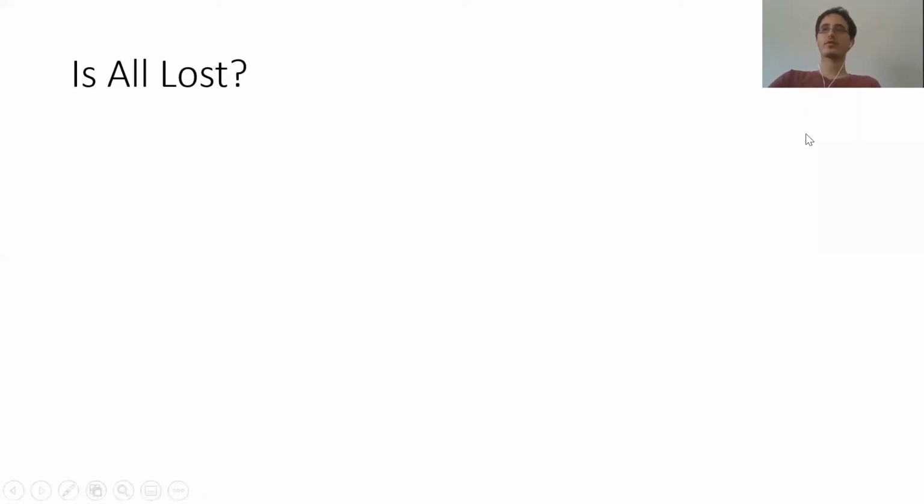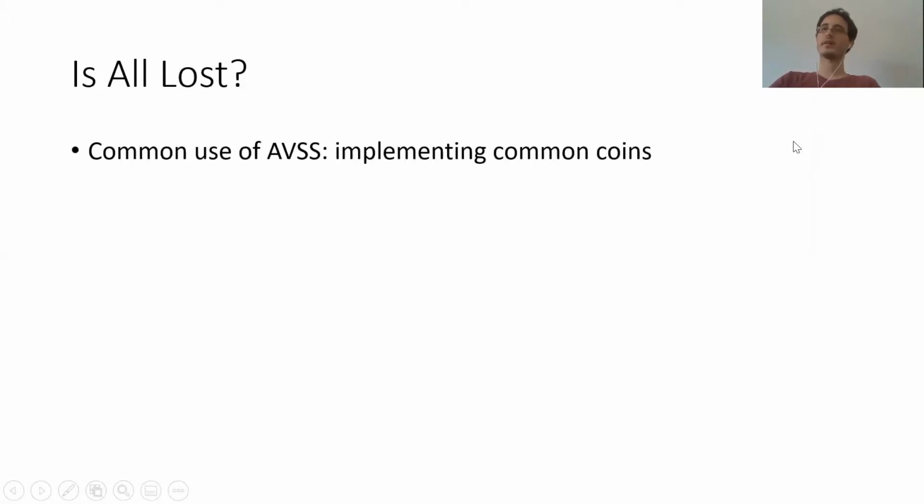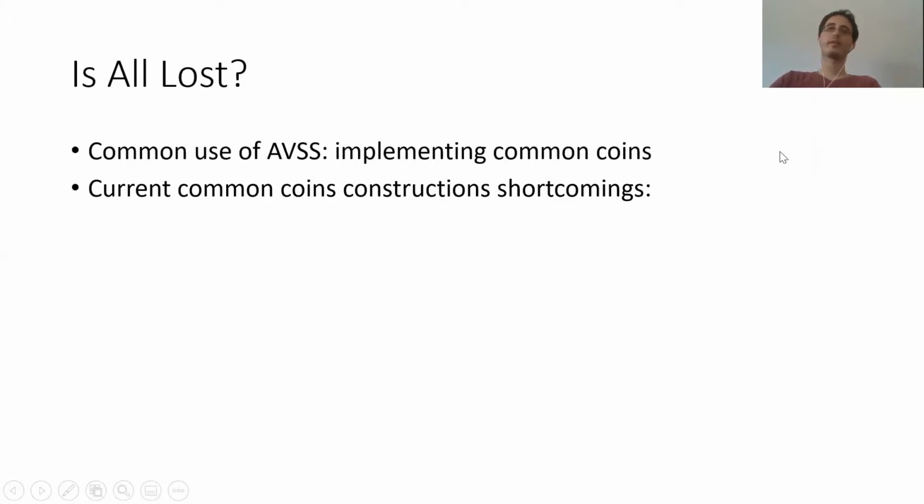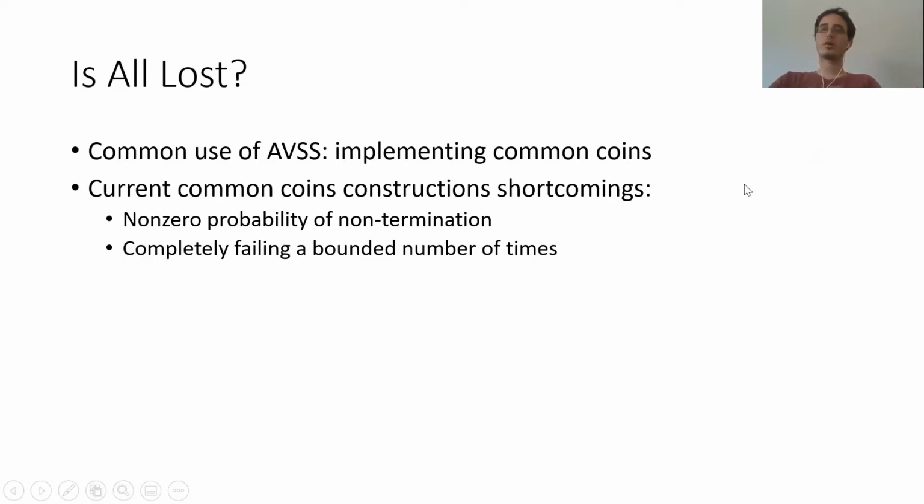So is all lost for functionalities that use AVSS? One common use of AVSS today is implementing common coins, and current common coin constructions have usually one of 2 shortcomings: either a non-zero probability of non-termination, which stems from using AVSS, which has a non-zero probability of non-termination, or just completely failing a number of times because they use a variant of AVSS that can completely fail a number of times.